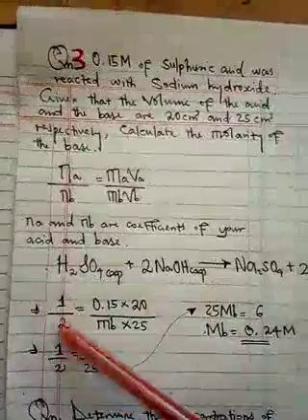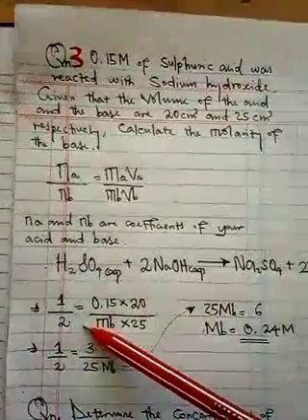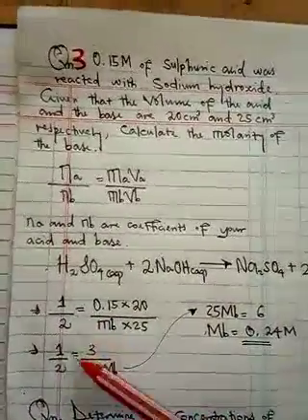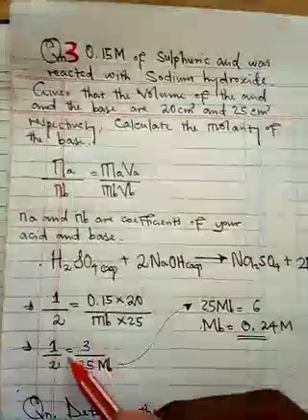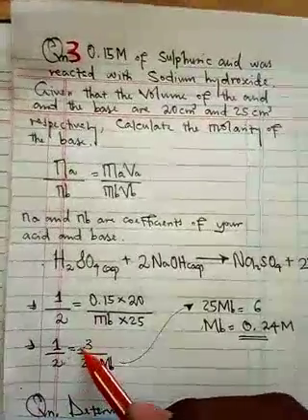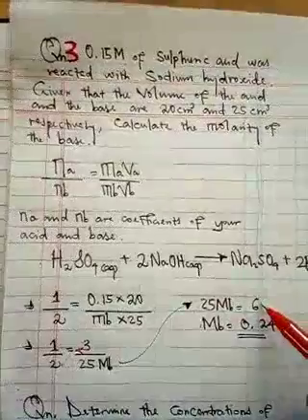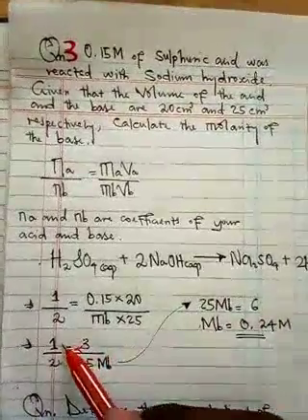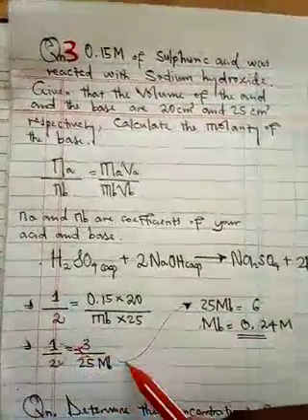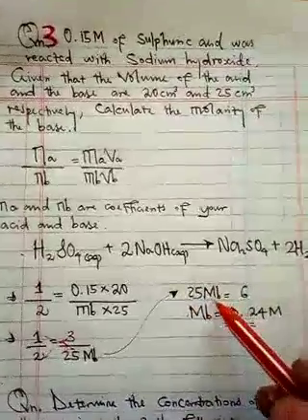1 over 2, unchanged, like that. Upon doing that, you can cross multiply. That is, your 2 is going to be multiplied with your 3. That's where the 6 is coming from. 1 multiplied by your 25 MB. This is just the 25 MB that we're seeing here.